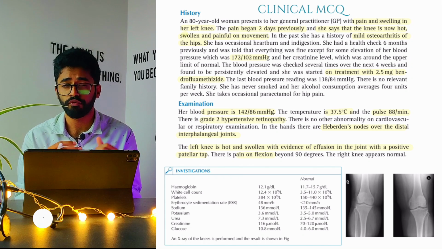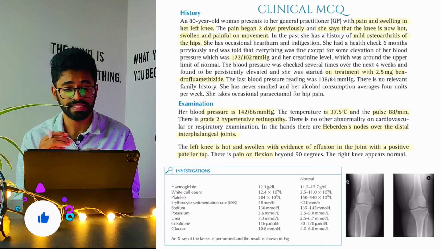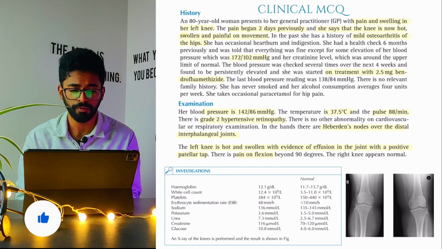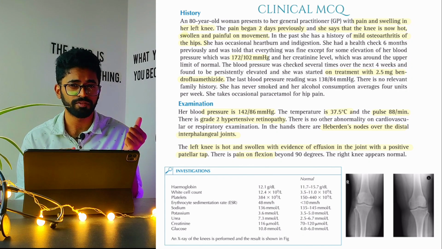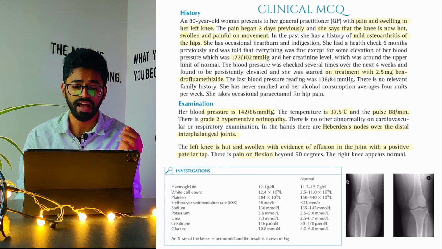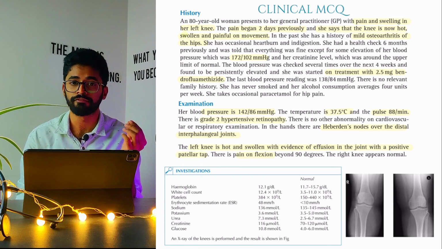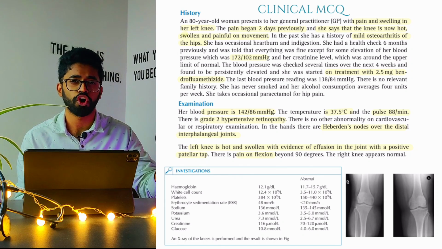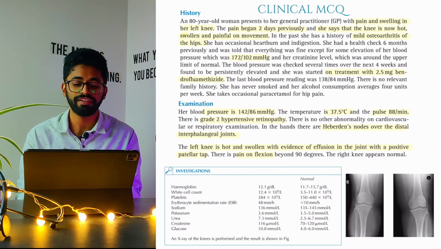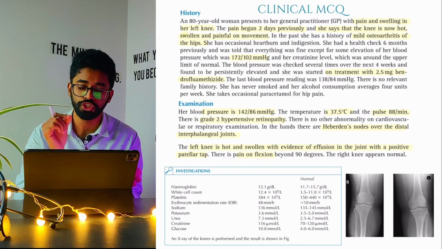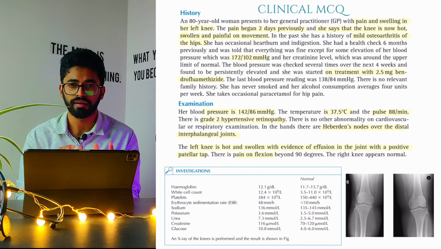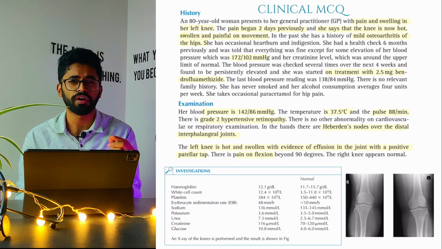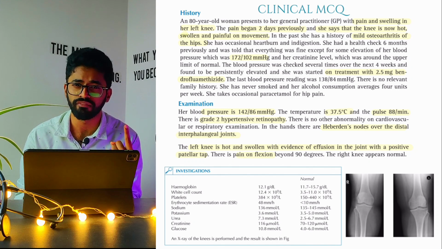Her blood pressure is 142 by 86, temperature is 37.5 degrees C, pulse is 88 per minute. She is having grade 2 hypertensive retinopathy and her CVS and respiratory examination is normal, and she is having Heberden's nodes over the distal interphalangeal joints, which suggests that she is a known patient of osteoarthritis since a long time. And the left knee is hot, swollen with evidence of effusion in the joint with a positive patellar tap and pain on flexion. So in the history and examination, they have been talking constantly about only one joint being affected.